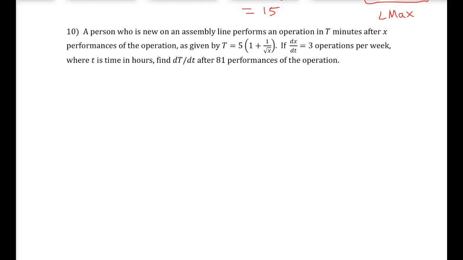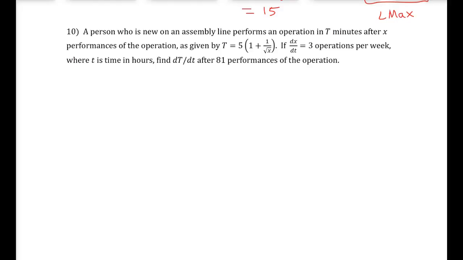So the problem reads, a person who is new on an assembly line performs an operation in t minutes after x performances of the operation. So in other words, as people do the operation more and more times, they basically get faster at doing it. So the minutes that it takes for them to complete it will be decreasing, as is given by this particular function here. That function is modeling how many minutes it takes for them to do a particular operation after doing it x number of times.